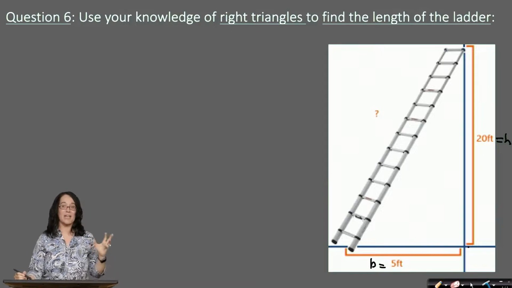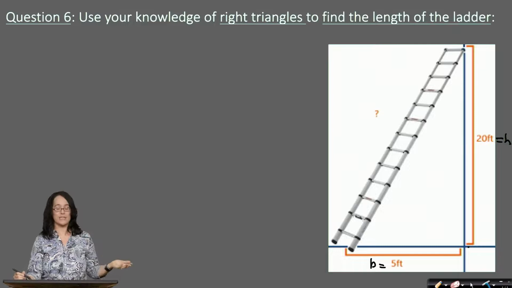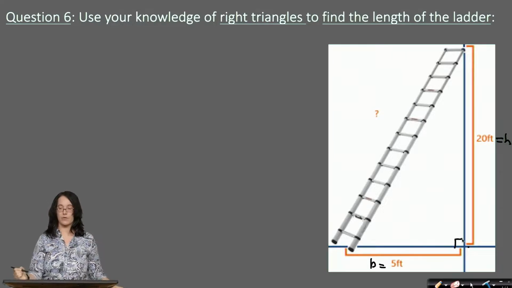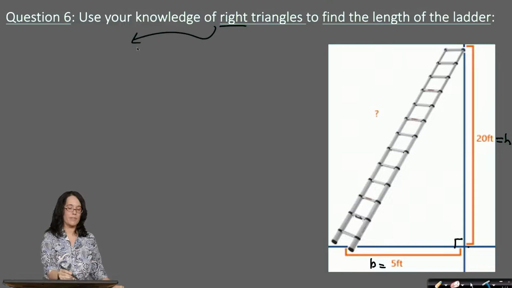Now, one thing that's implied, they haven't told me, is that this building is not leaning over, right? Hopefully, if it's a structurally sound building, this is at a 90-degree angle. That has to happen for this problem to work the way we're going to do it. We have to know this is a right angle. If it's not, we can't use what we call the Pythagorean theorem.